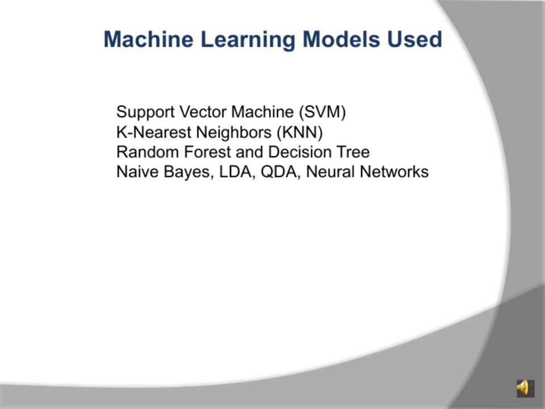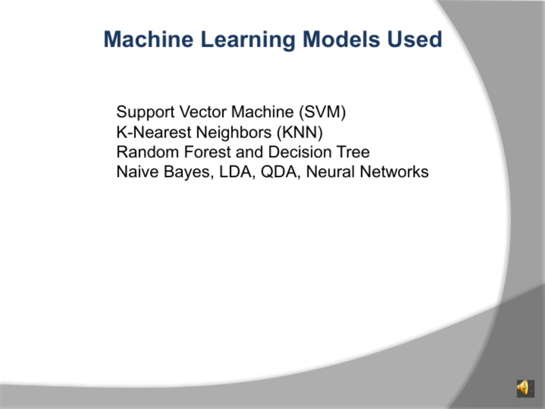Decision trees make splits based on feature values to classify data, and they're easy to interpret. Random forest builds multiple decision trees and combines their predictions, which usually results in higher accuracy and better robustness against overfitting. Moving on to naive Bayes, LDA, QDA, and neural networks.